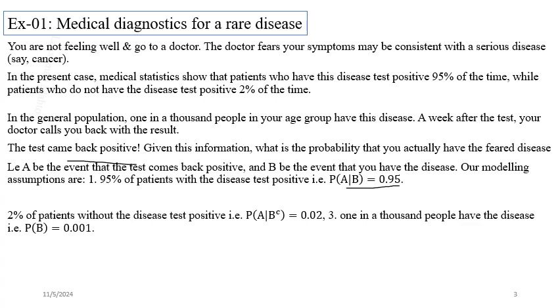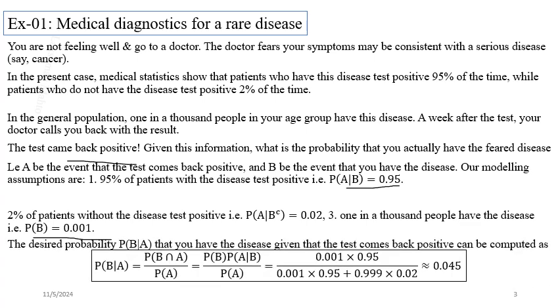The second information given is that 2% of patients without the disease test positive. Without the disease means B complement. B is having the disease, B complement is having no disease. So the probability of A given B complement, where A is being tested positive, is 0.02. 2% means 0.02. The third information is that 1 in 1,000 have the disease. That probability of B is given, 1 by 1,000, which is 0.001.